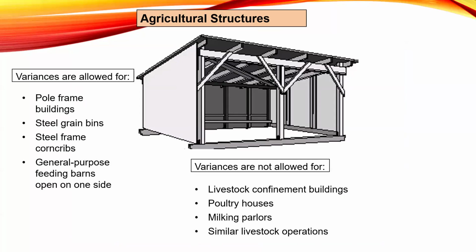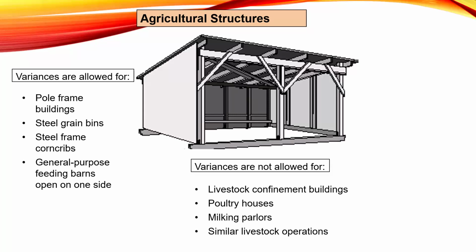So typically we're looking at pole frame buildings, steel grain bins, frame corn cribs, or general feeding barns, or just harvesting or growing produce, that kind of storage or use. The kind of things that we don't want to see wet flood-proofed have to do with livestock, animals, poultry houses, milking parlors, that kind of thing. Any sort of livestock operations, just because it could leach that waste into the floodwater, which is something we want to avoid. It could be dangerous for the animals.